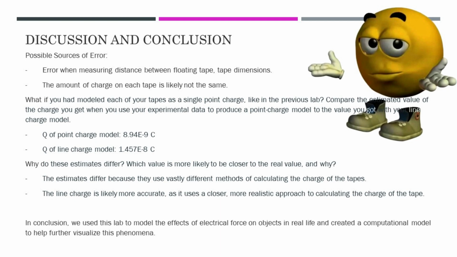Why do these estimates differ? Which value is more likely to be closer to the real value, and why? These estimates differ because they use vastly different methods of calculating the charge of the tapes. The line charge is likely more accurate, as it uses a closer, more realistic approach and model to calculating the charge of the tape.